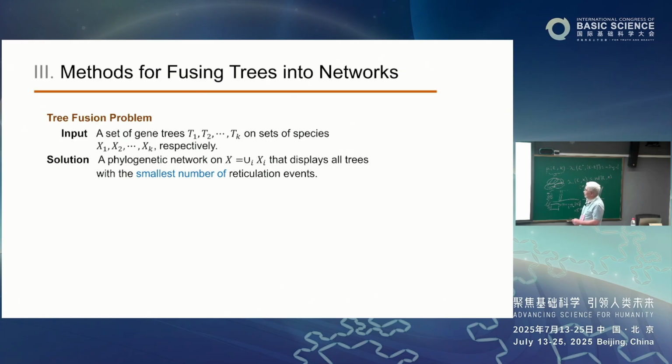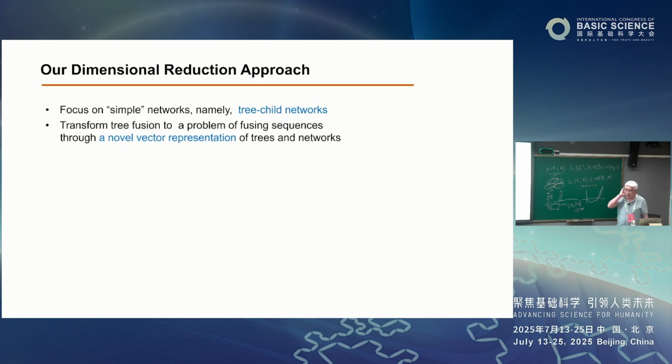Remember, the tree fusion problem is this: you have several trees, and you build a smallest network that displays all the trees. So this is our approach. What we do is focus on simple networks, so we infer the tree child networks. How to do this is to transfer tree fusion to a problem of fusion sequences through a novel vector representation of trees and networks.